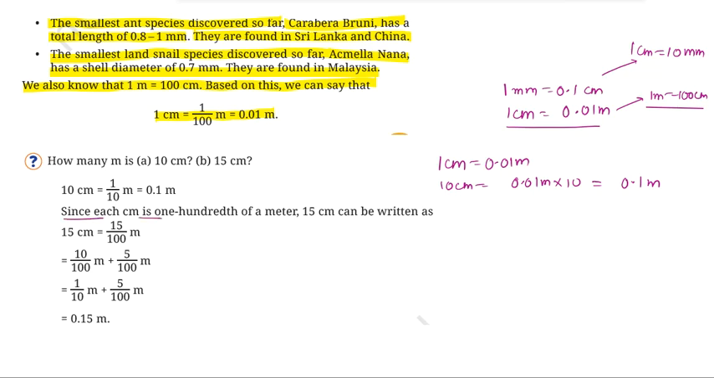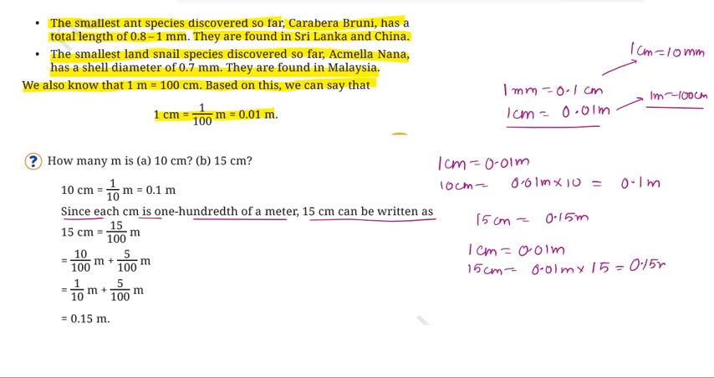So since each centimeter is 1/100th of a meter, now you have to convert 15 centimeters also. So 15 centimeters can simply be written as 0.15 meters. और ये कैसे आया, सेम लॉजिक, 1 centimeter is equal to 0.01 meter. So for finding out the 15 centimeters, you may write 0.01 meter multiplied by 15 and that would give you 0.15 meters.